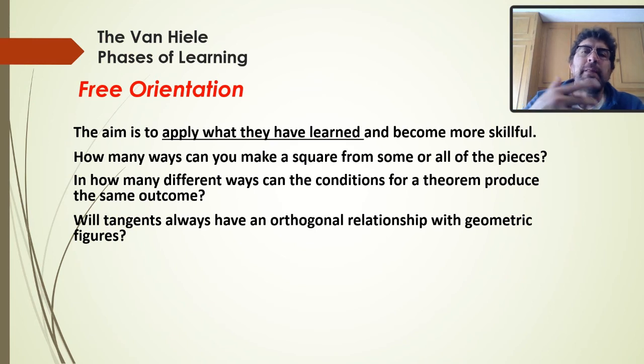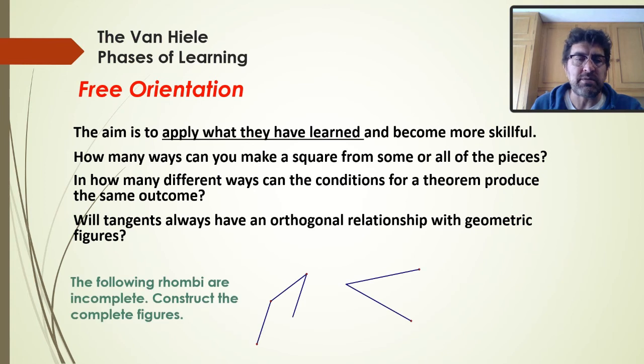You can see the development here, so that when the word orthogonal pops up in mathematical discussion, it's a relationship we're talking about. So there's an example. The following rhombi are incomplete. Construct the complete figures. Look at what they're doing. What do those two partial shapes need, for the minimum and sufficient conditions, so that it can be a rhombus or a rectangle, or whatever the question is asking us to do?